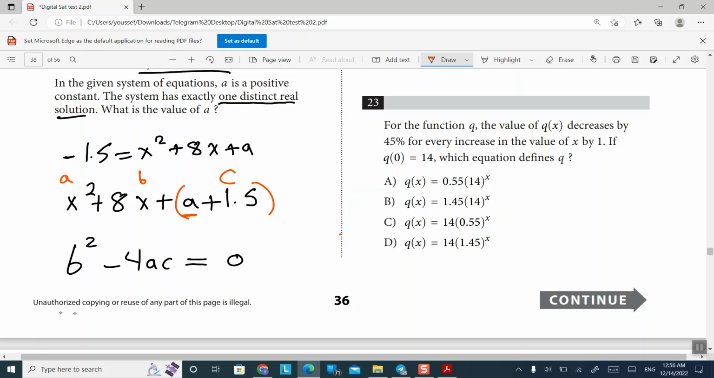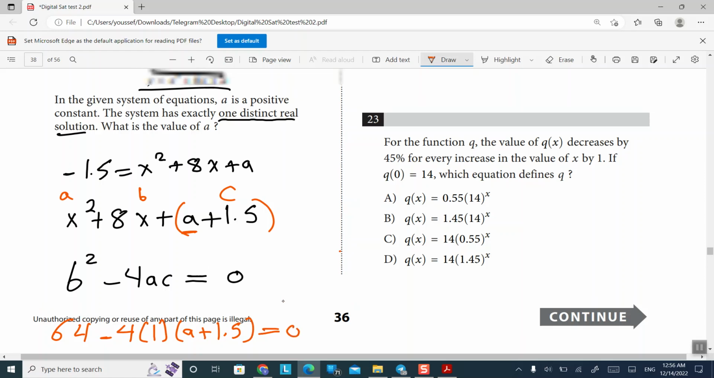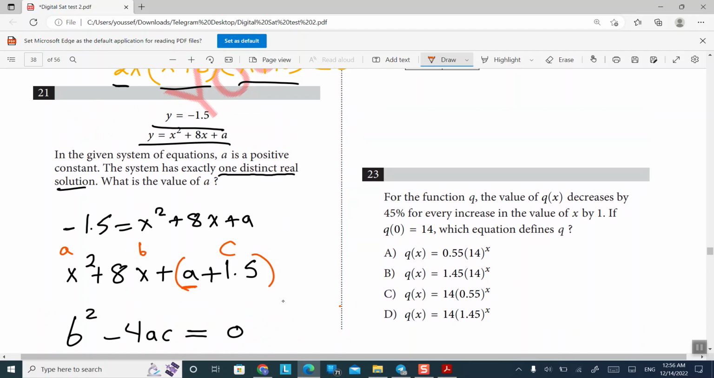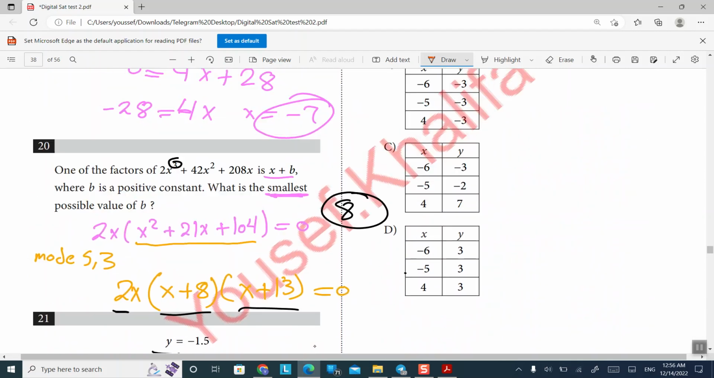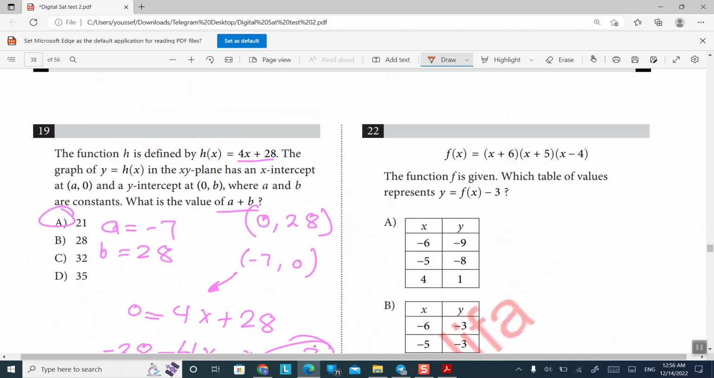So using the calculator, 64 minus 4, 1, a plus 1.5, go to 0. Put it in your calculator, you'll find out that the value of a is equal to 29/2. Okay, so let's move on.